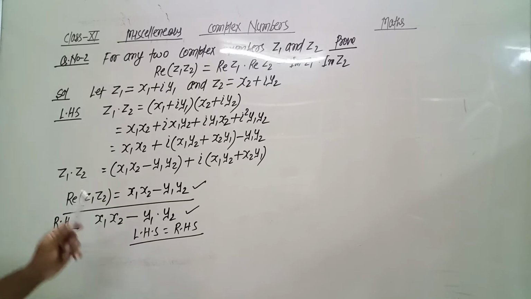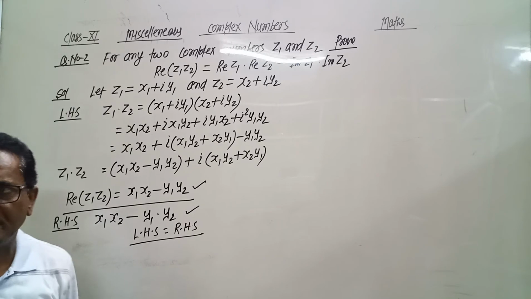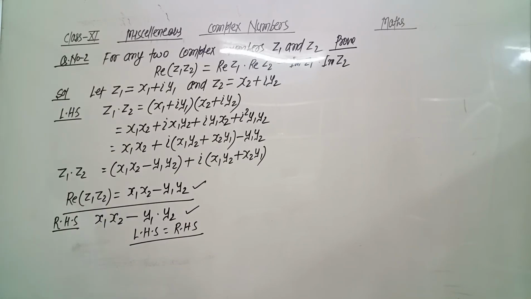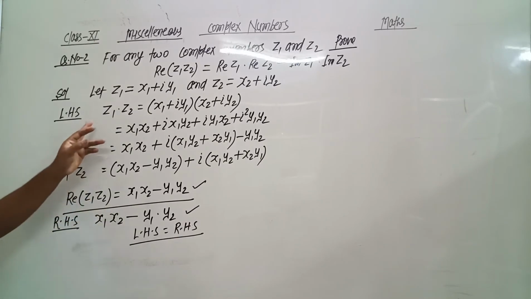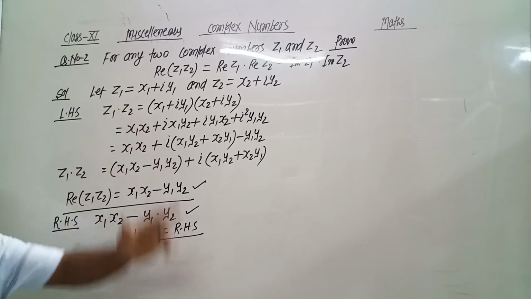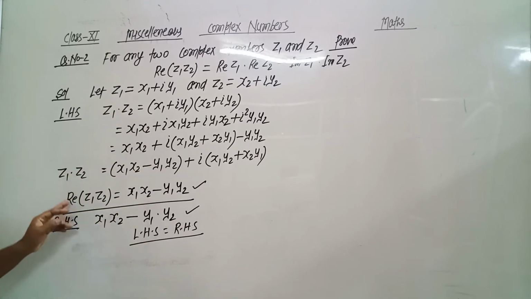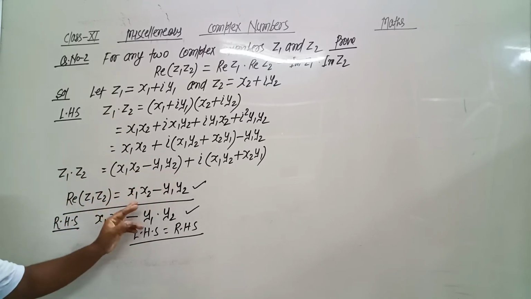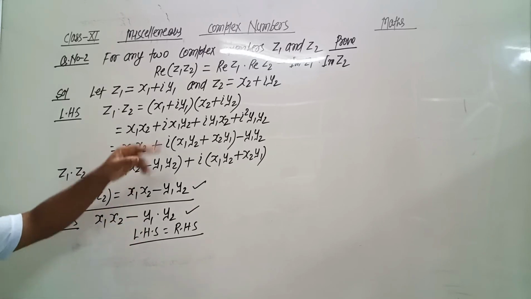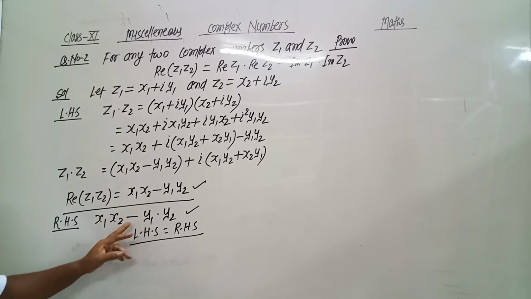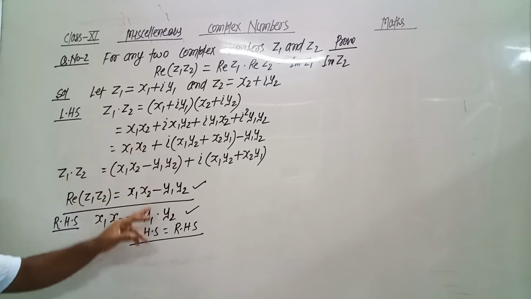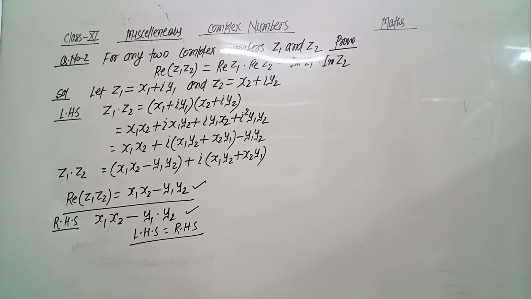Because it is given for any two complex numbers Z1 and Z2, we have taken Z1 equal to x1 plus i y1 and Z2 equal to x2 plus i y2. Then we multiplied Z1 into Z2 and found the real part of Z1 Z2. In RHS, real part of Z1 is x1, real part of Z2 is x2, minus imaginary part of Z1, y1, and imaginary part of Z2, y2.